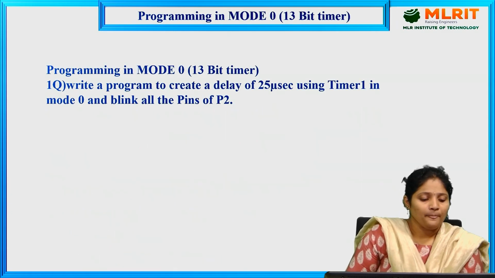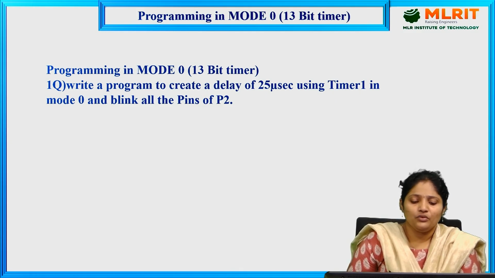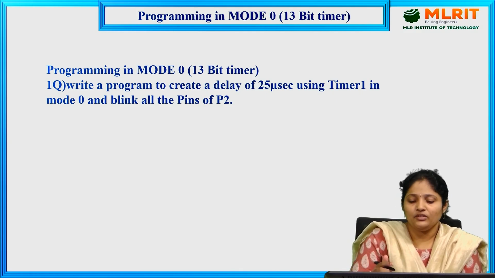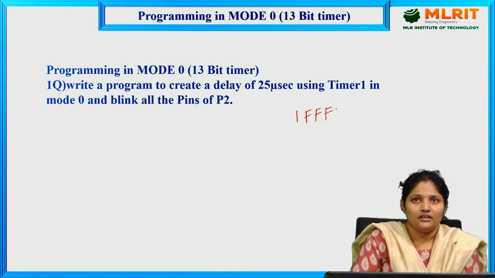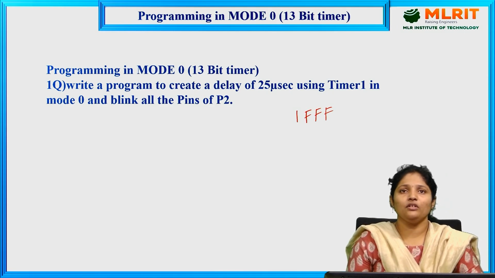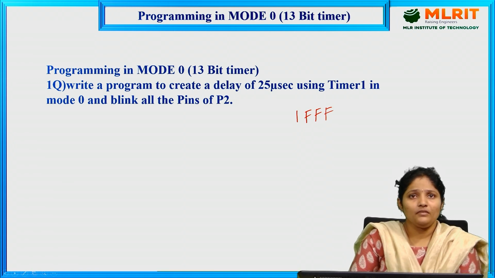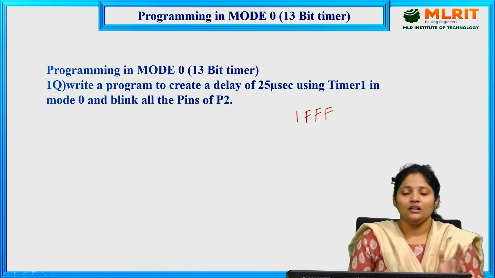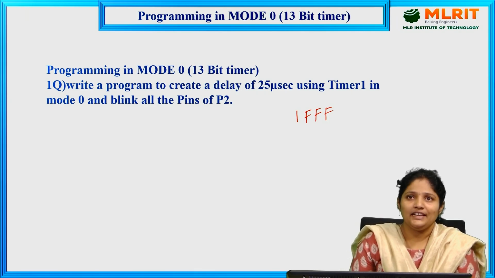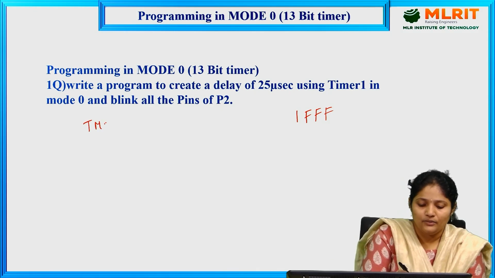Here the programming in mode 0, as I already told you, mode 0 is a 13-bit timer. So the maximum size of this 13-bit timer is 1FFF. We need to calculate before writing the program how we will be writing T mode values and how we will be calculating TH and TL values. First of all, we need to write the T mode value.